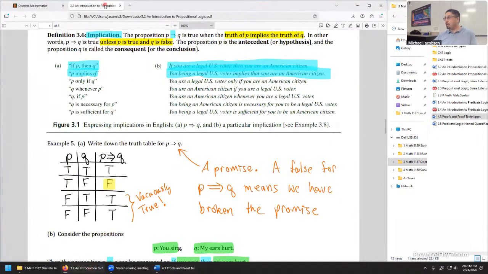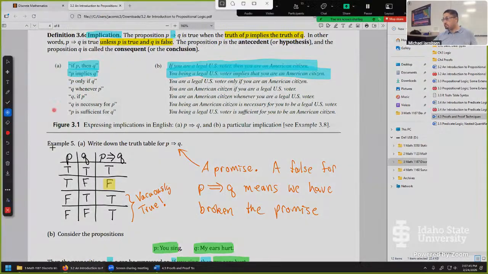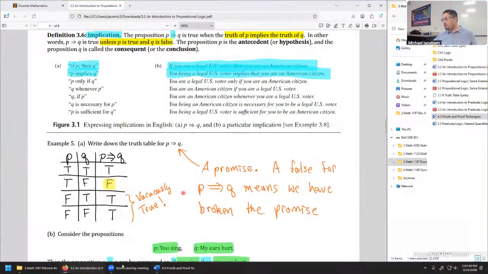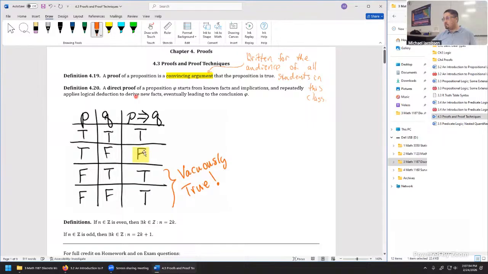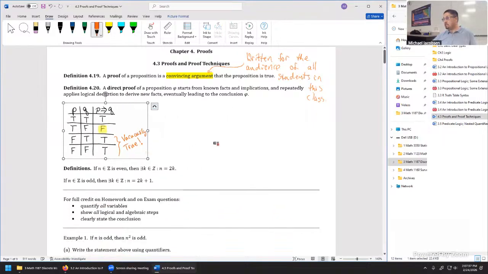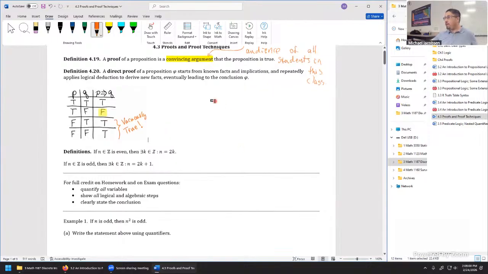So if we take that whole thought of what a direct proof is, and look into this implication table, this is really what it's all about. A direct proof is proving these kinds of statements. We start with known facts, whatever they might be. That's going to be the P side of the proof. Known facts and implications repeatedly apply logical deductions and derivations to derive new facts. That's the steps in the middle. So there's probably lots of implications in the middle that we have to work through. We want to eventually lead to the conclusion phi. That's referring to Q.